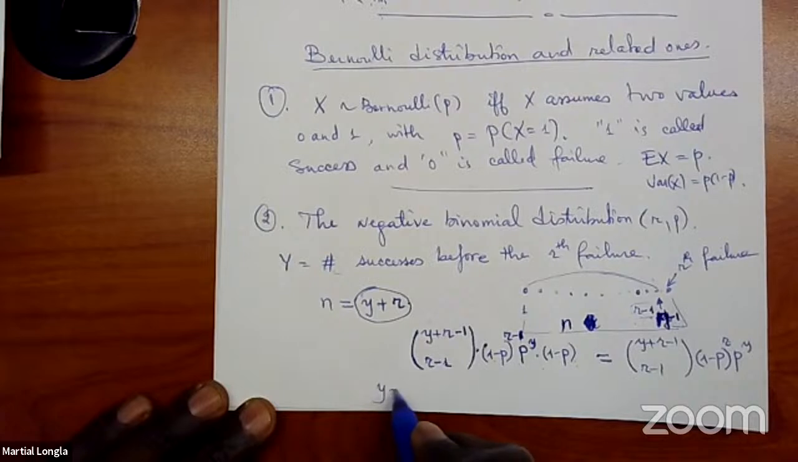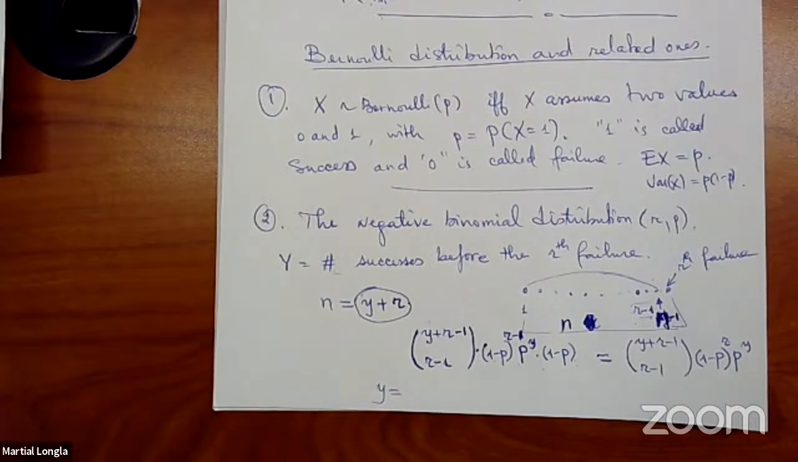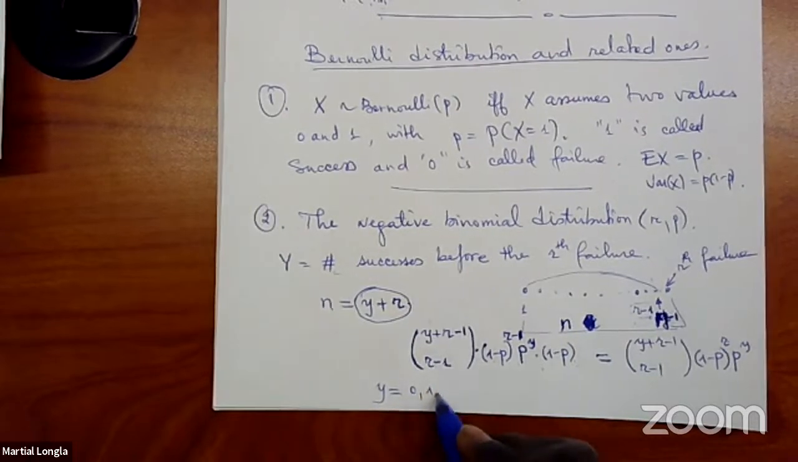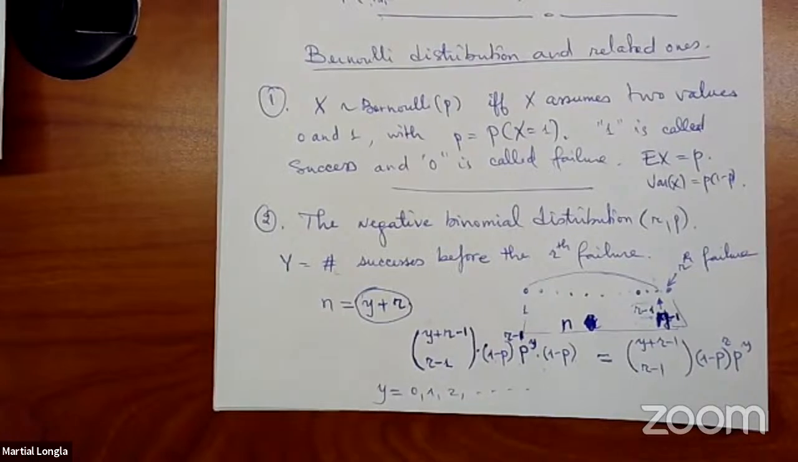And so what are the possible values of Y here? Okay, it's 0, maybe there is no success. 1, 2, and so on, all the way to infinity. Successes can go up. You can play all your life and not have any failures.